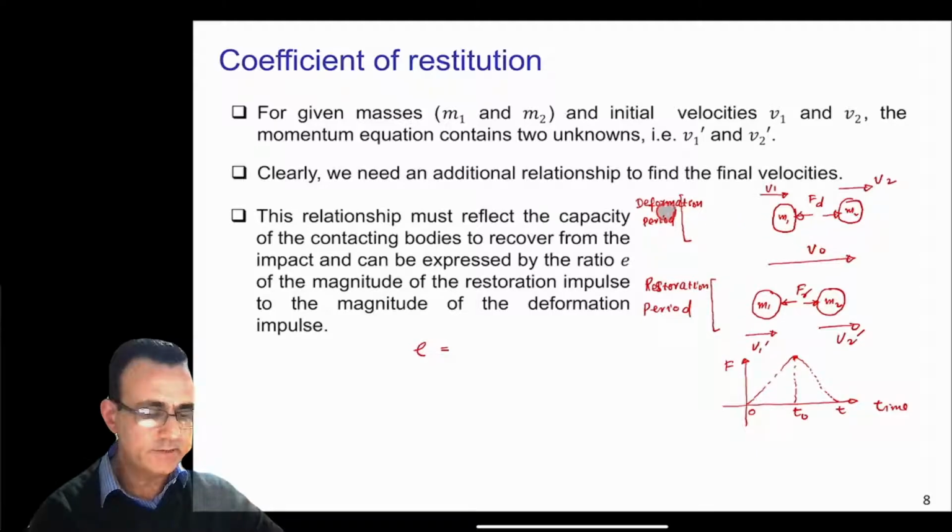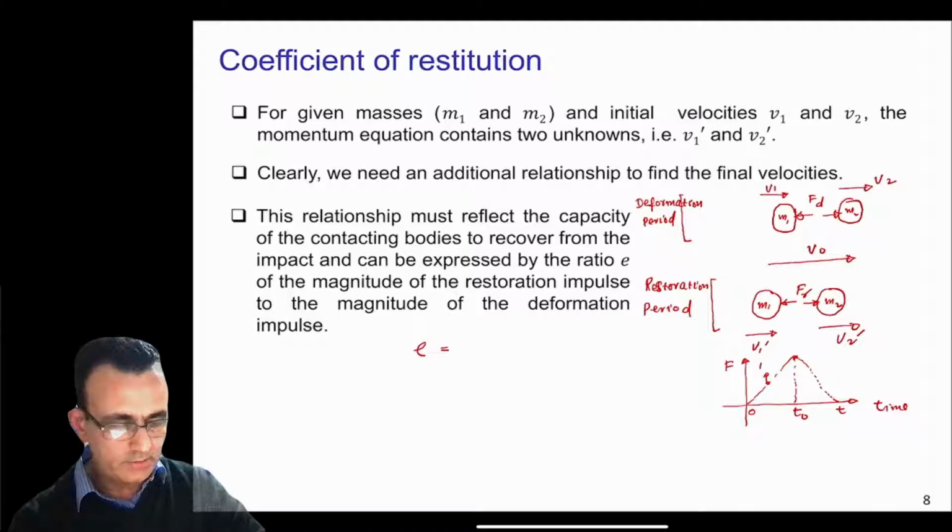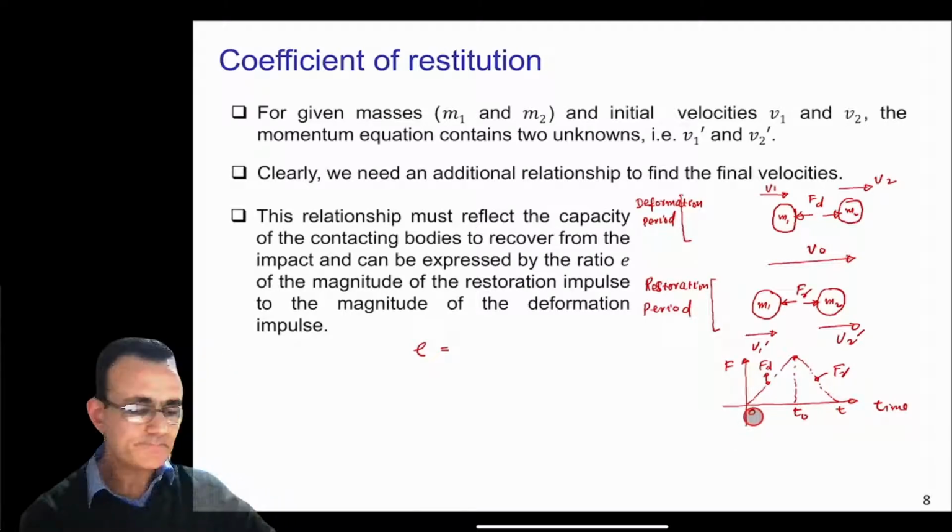So during the deformation period, the force is represented by Fd, which is this force from 0 to t0. And then from t0 to t, we have the restoration force here. So this force here is what we call Fd, and this force, from the peak value to the 0 value, is what we call Fr. The time from 0 to t0 is the time when you get the maximum deformation. And then from t0 to t, the body will recover completely from the impact.